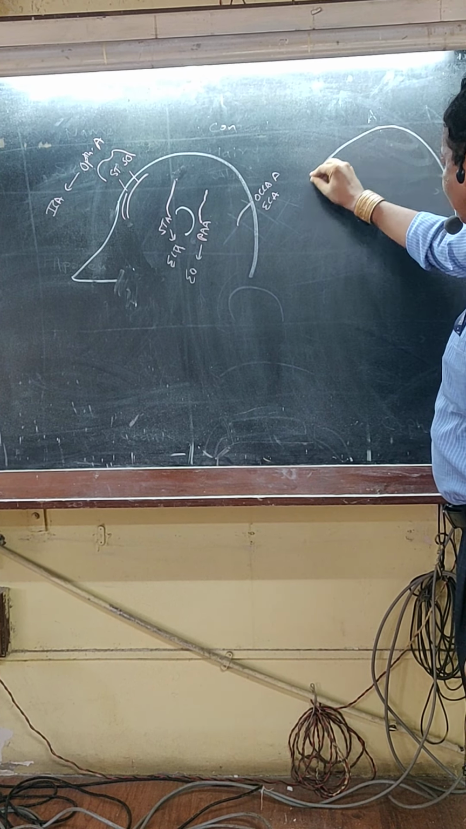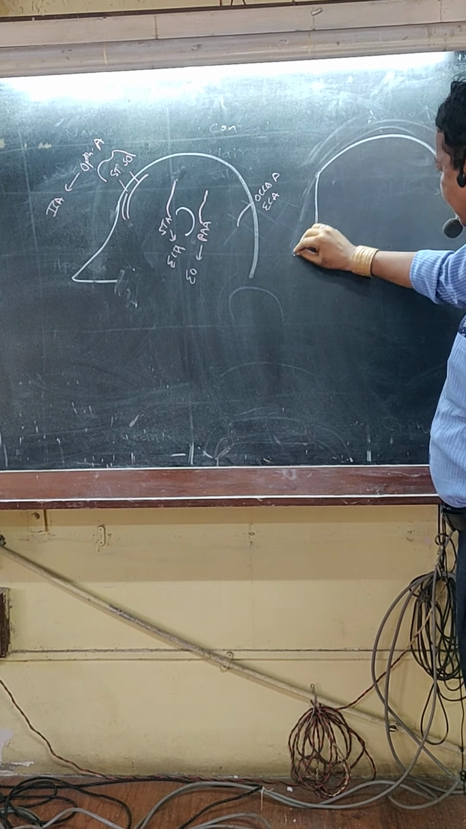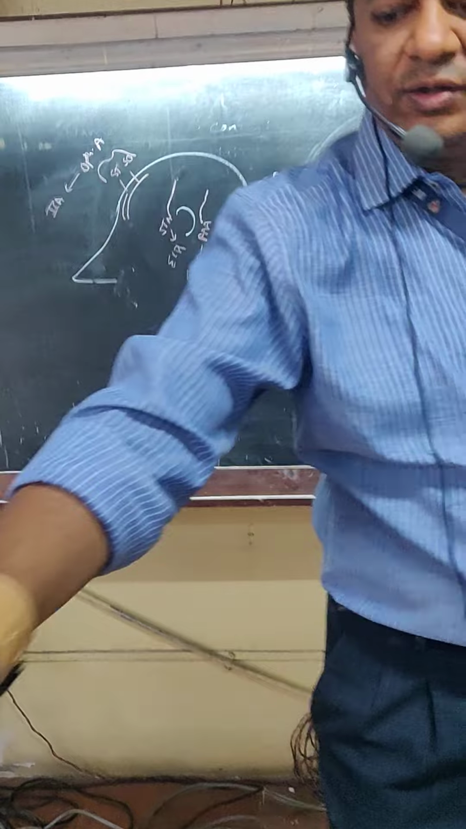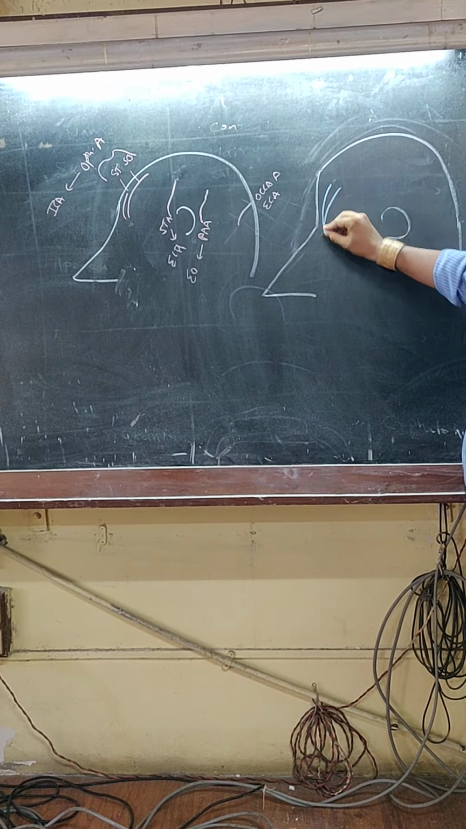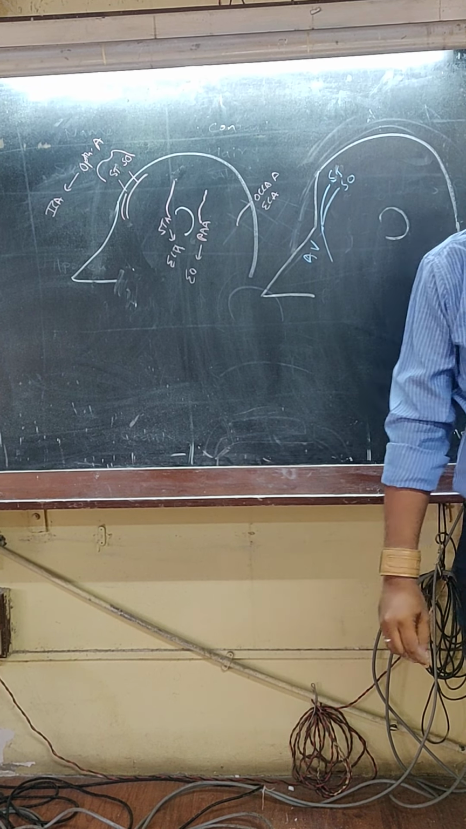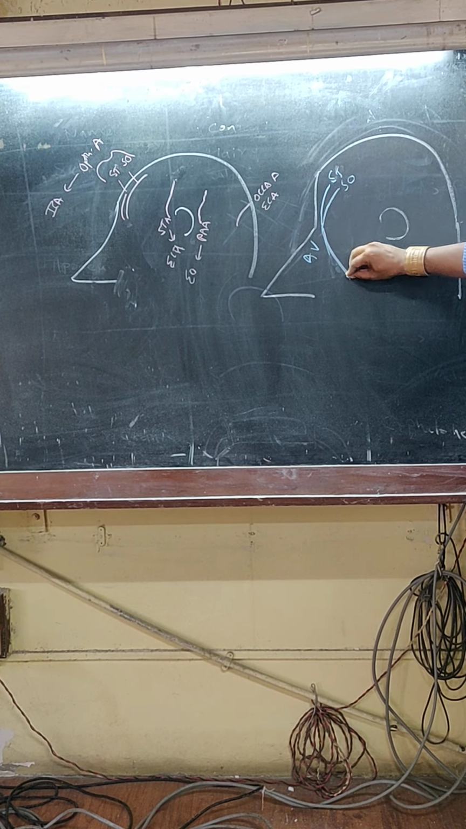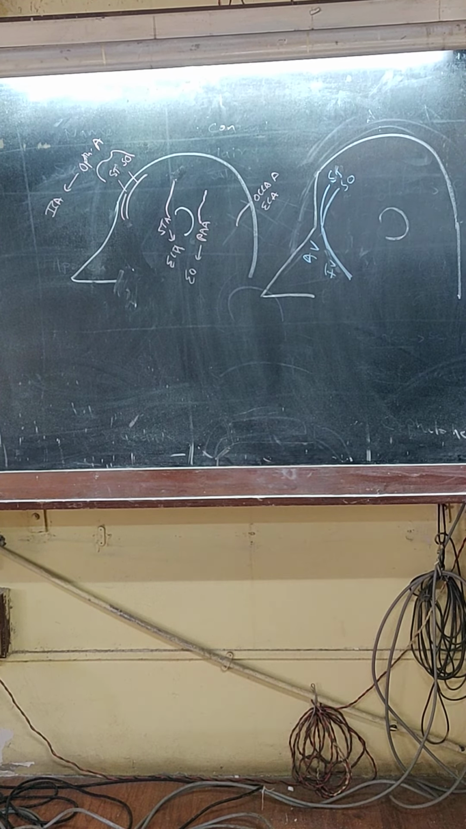Now, talking about the venous drainage. Supraorbital and supratrochlear unite at the angle of the eye to form the angular vein, which continues down as the facial vein.